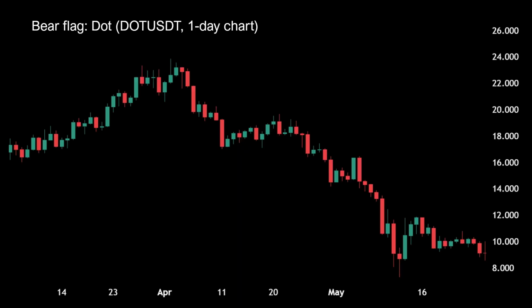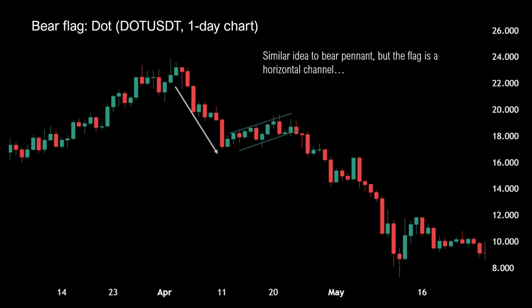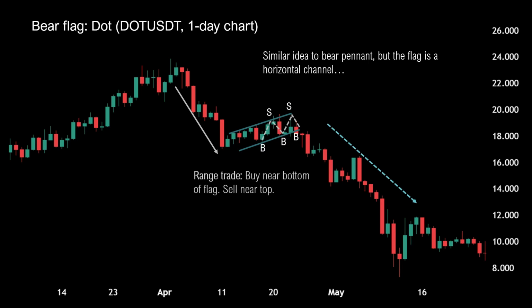And now for bear flags. This time we're using the 1-day chart of Polkadot, or DOT. This is a similar idea to the bear pennant. First, there's a big move down. Then a weak uptrend in the shape of a flag. And finally, once the buyers have run out of bullets, the sellers fire the final round down. Here's the range trade, and here's the swing trade.